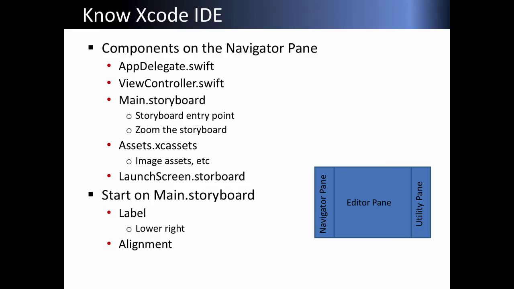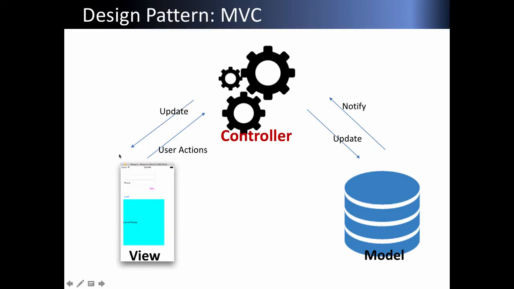So for example, here, if you see the navigator pane, left end, then you will have a view controller. You have a view, main.storyboard. And then assets. This is kind of a model. It's not really exactly, but you can see it that way. So M, and this is a view. This is C for control. So MVC pattern.